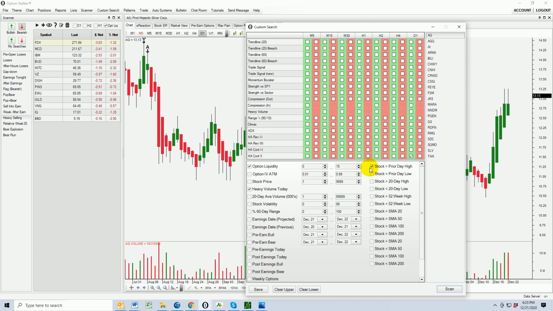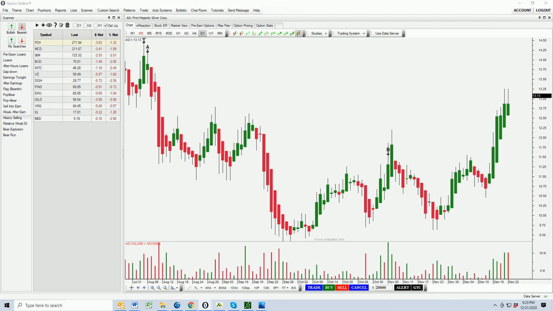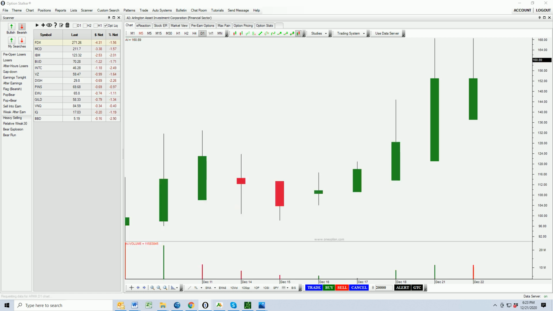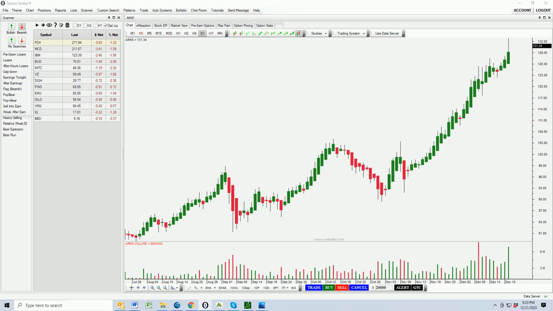So regardless, if you're a day trader or a swing trader, it's going to be a very good search for you to use. So we've got stock greater than prior day high, we've got heavy volume today, great option liquidity, and we've got 2 HA continuation bars bullish. So these are the results that are coming up. And I think I'm going to conclude with this. You're going to see some pretty dang good looking charts. Look at that strength. That's what you want.